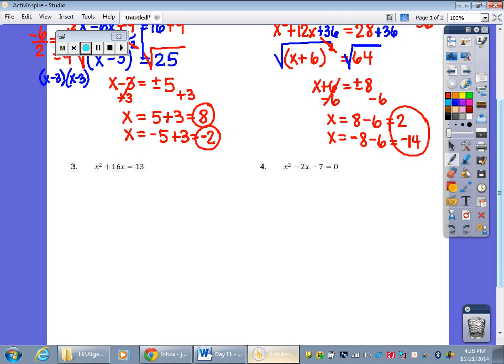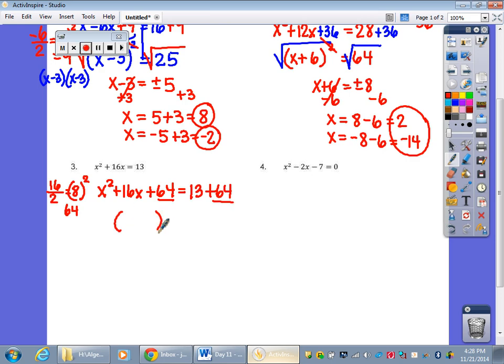Okay, on 3, it's already done for us. As far as the c is concerned, it's on the right side, so we don't have to do anything. So I'm going to start with the step of halving the b, which is 16, and squaring it, which is 64. So this is going to be x squared plus 16x plus 64 equals 13 plus 64. Remember that what you add here, you have to add here.